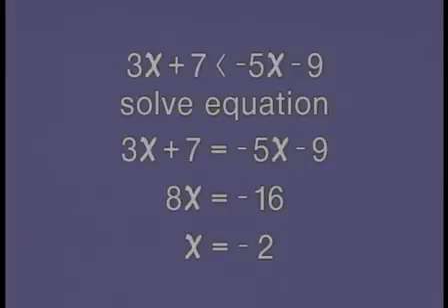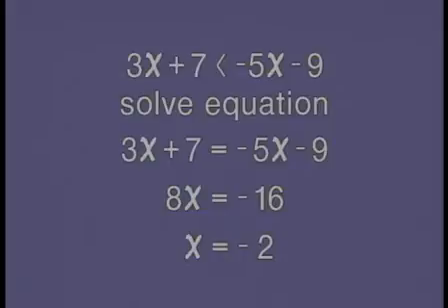3x plus 7 less than negative 5x minus 9. And it has the words, solve equation. What does that mean? It means simply change the inequality into an equation, which I've done. 3x plus 7 equals negative 5x minus 9. We know how to solve this. The steps, we get x equals negative 2.